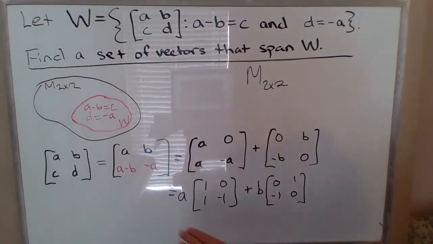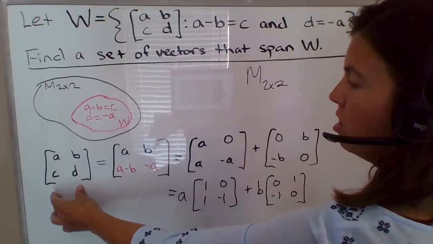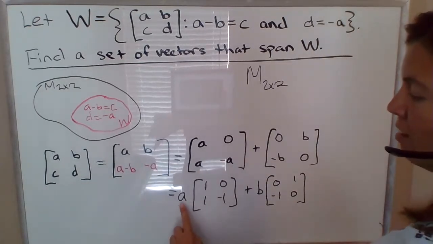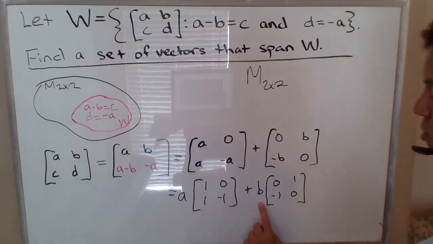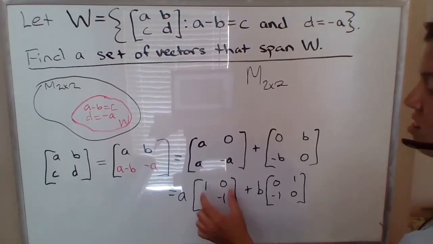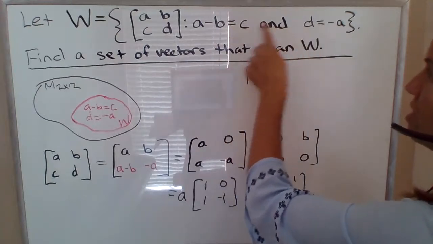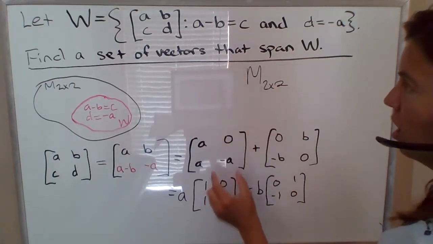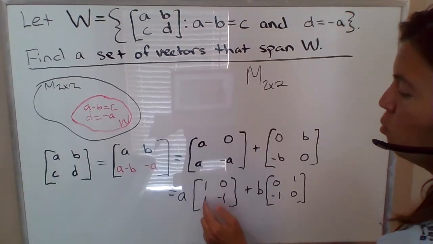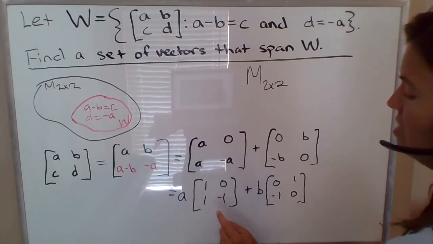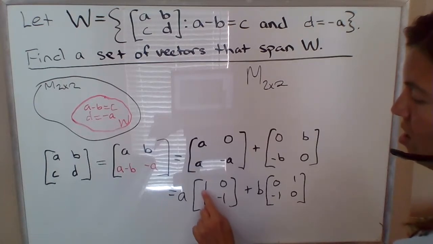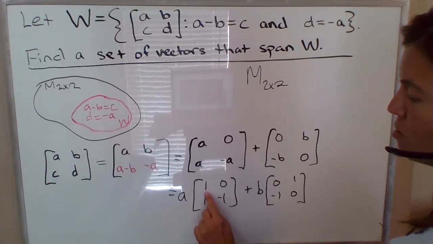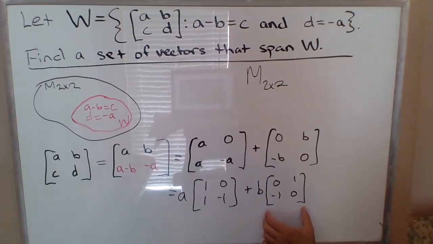Again, we're saying if this is any matrix in W, then it can be written as some number times this matrix plus some number times this matrix. And notice that these two matrices individually do satisfy these two criteria. They do belong in W. Let me verify that. A minus B, in this case, will be 1. That's good. And then D equals negative A. Yes, the entry in the D position is the opposite of what's in the A position here. Check this matrix here. A minus B would be negative 1. That's good. And then D is the opposite of A. Well, sure, if they're both 0, then that's 0.